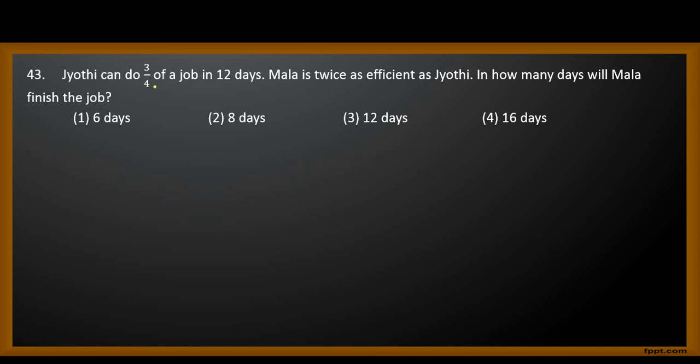Now Jyoti can do 3/4 of a job in 12 days. Mala is twice as efficient as Jyoti. In how many days will Mala finish the job? Now listen carefully. Jyoti can do 3/4 of work in 12 days. So to complete the work, how much time will she take? 12 into 4 by 3, that equals 3 fours are 12, 3 fours are 12, so she will take 16 days. Jyoti does the work in 16 days.